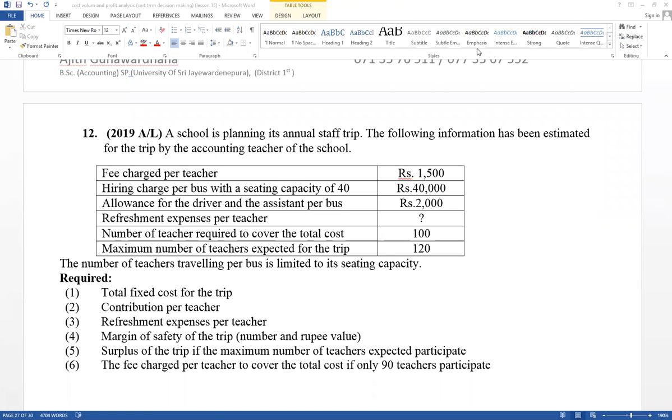Then think about requirements. 20 marks. Partnership sum also 20 marks. But think about in this example, those are the information.